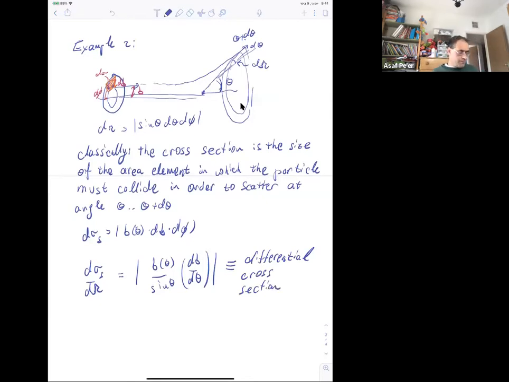Right. There's no real differential here when you think of it. It's just describing the angular dependence of the cross section in the scattering, which plotted here is elastic scattering. Just the angular dependence of the cross section in an elastic scattering.